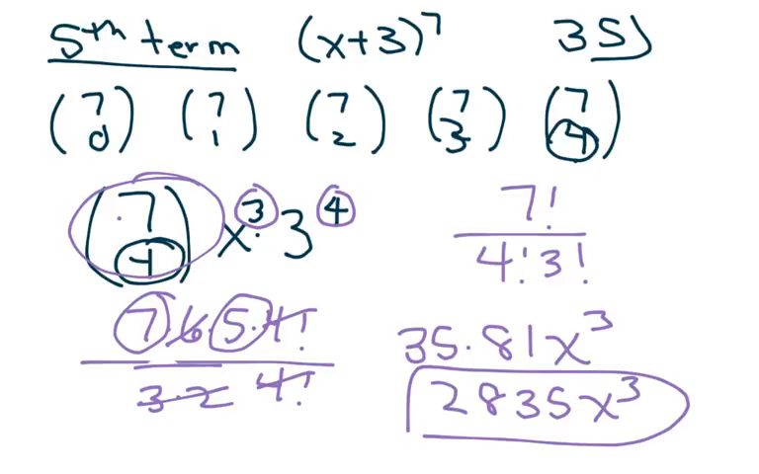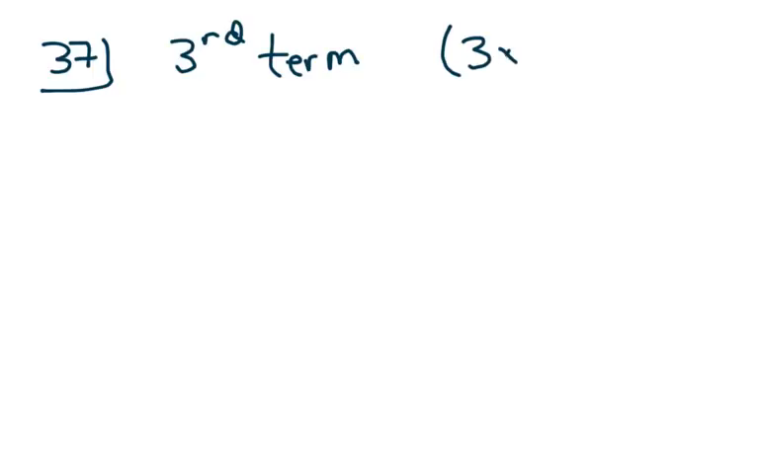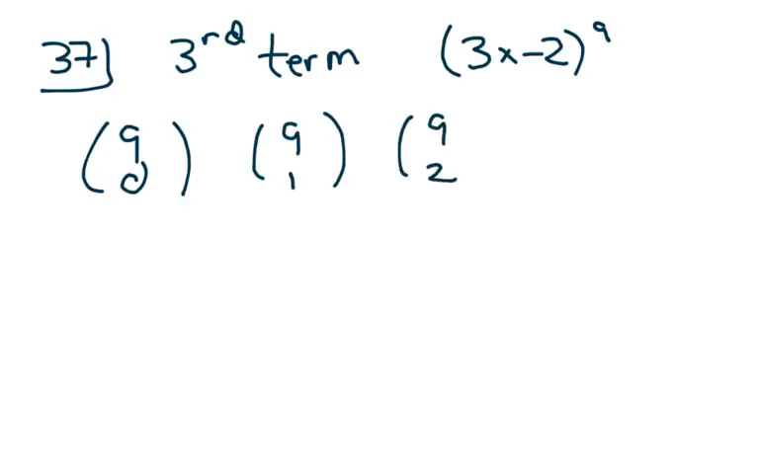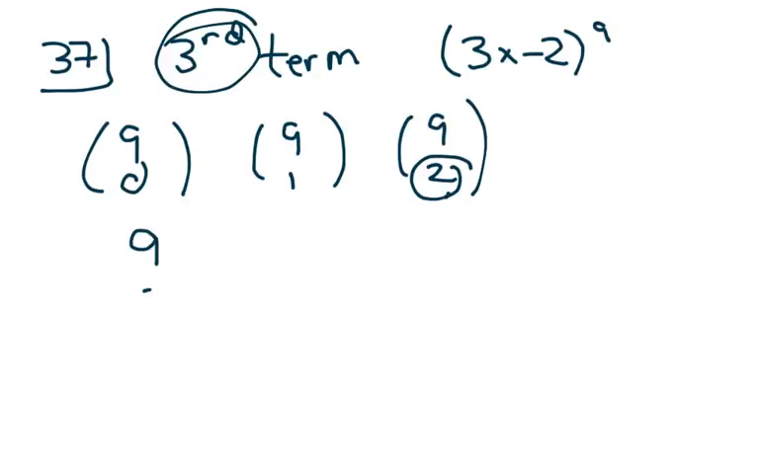Okay? So that's how I do it. You want to do another one? Let's do one that's a little harder. Let's do 37, and that'll be it. So for 37 we want the 3rd term of (3x minus 2) to the 9th. So I'm just going to write 9, 0, 9, 1, and of course you don't have to do this all the time because now you've got the idea. This number should be 1 less than the term part. So we're going to have 9, 2.